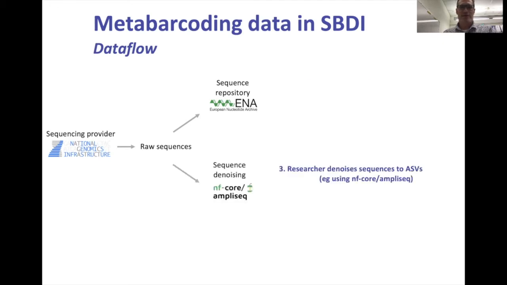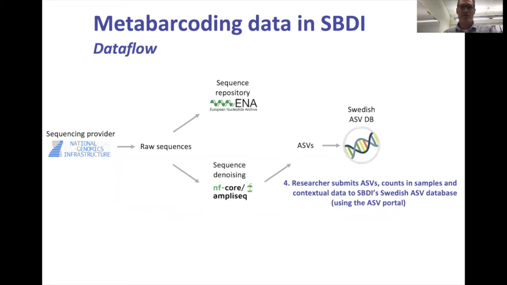And then the investigator denoises the sequences and generates these ASVs using, for example, the nf-core AmpliSeq pipeline that we have co-developed, and Daniel Lundin will tell you about this shortly. And then when you have your ASVs, these can be submitted to the SBDI. These are first ingested in the Swedish ASV database, the ASVs together with the counts and samples and contextual data.